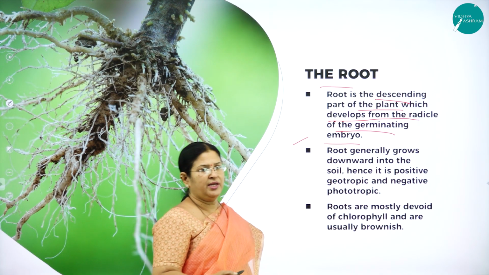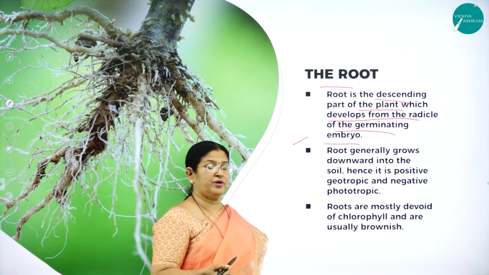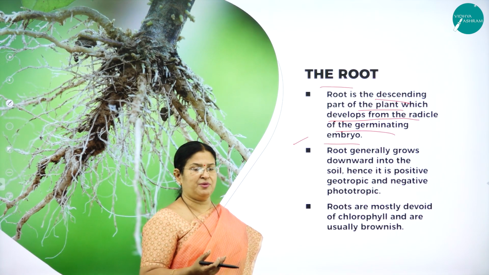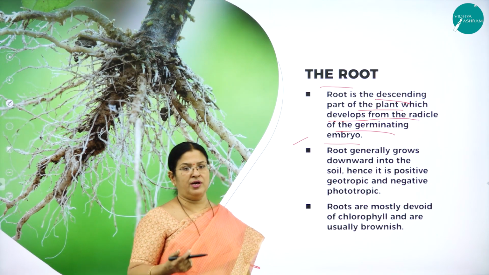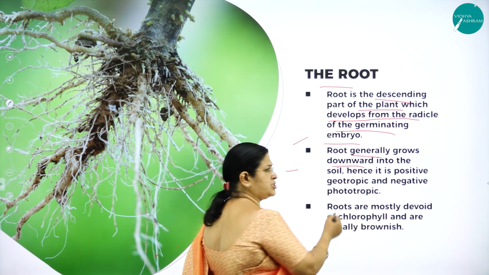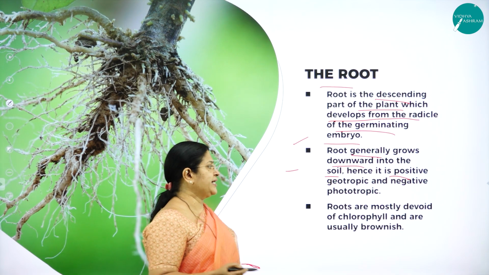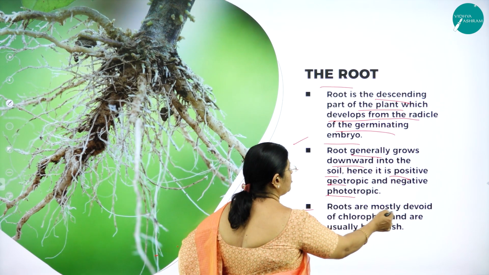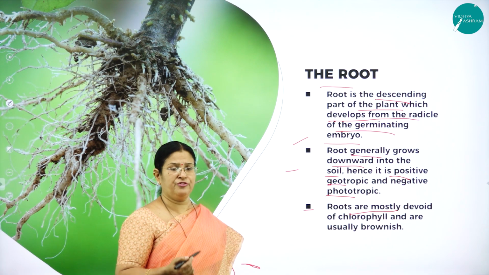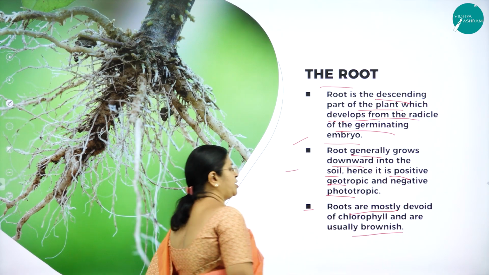As soon as we sow a seed, it sprouts, it germinates. Sprouting is called as what? Germination. Water is very important for seed germination. Right? Then one part of the seed, that is radicle, develops into root system, and one part of the seed called the plumule develops into shoot system. And usually root is what? Grows downwards into the soil. Hence it is what? Positively geotropic and negatively phototropic. And roots are mostly what? Devoid, without chlorophyll, as they have no role to play in the process of synthesis of food. So they don't have chlorophyll, and they are usually found in what color? They are usually brownish in color.